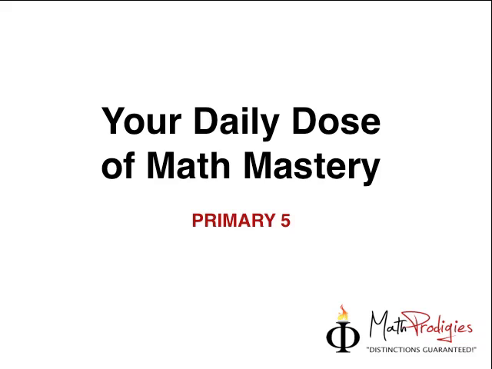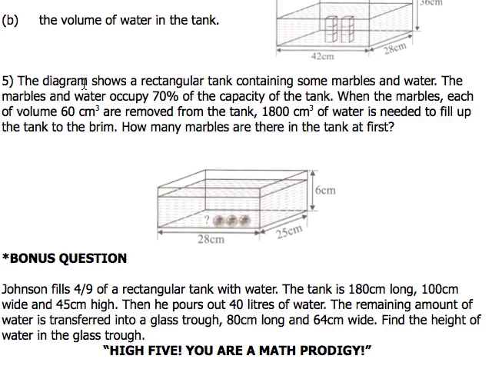The question says, ta-da! The diagram shows a rectangular tank containing some marbles and water. See the diagram properly, yeah? It's not 1, 2, 3 marbles, it's 3 marbles and a question mark. In other words, there are a few marbles and we don't know how many that is. Now it says then that the marbles and water occupy 70% of the capacity of the tank. What's capacity? Capacity means the total volume possible to hold in the tank. In this case, is what? It's 28 times 25 times 6. Okay? Now, but however, the water and marbles only occupy how much?